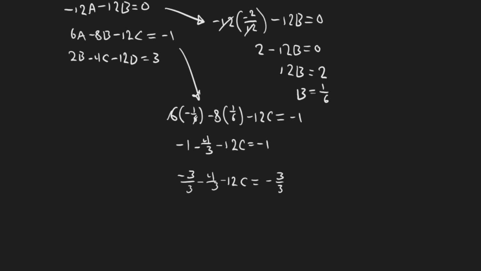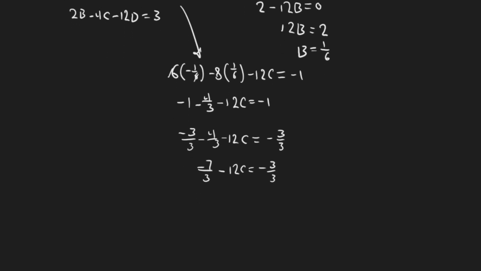Okay, so negative 3 minus 4 over 3, that's going to be negative 7 over 3 minus 12c still equals that negative 3 over 3. All right, so let's add a 7/3 to both sides. So we have negative 12c equals negative 3 plus 7. So negative 3 plus 7 is just going to be 4. So this is just going to be 4/3 like that.